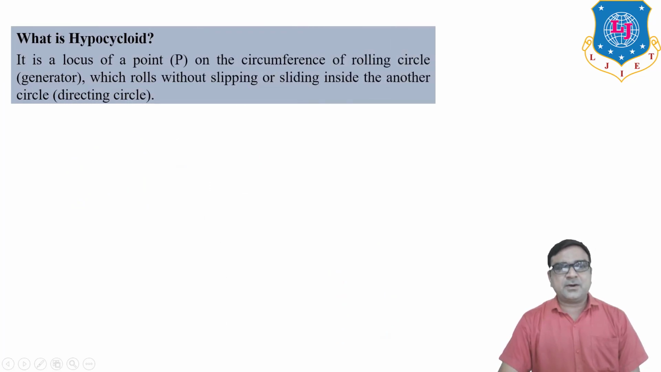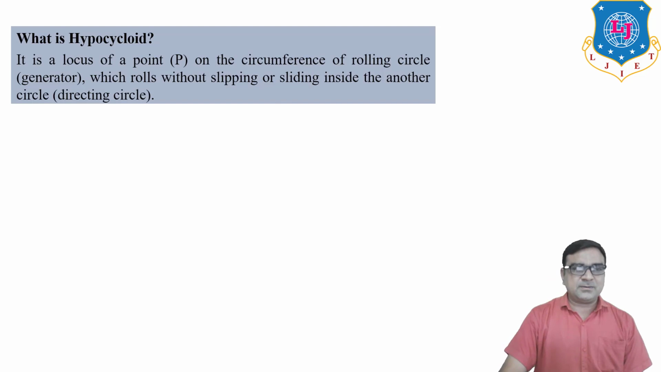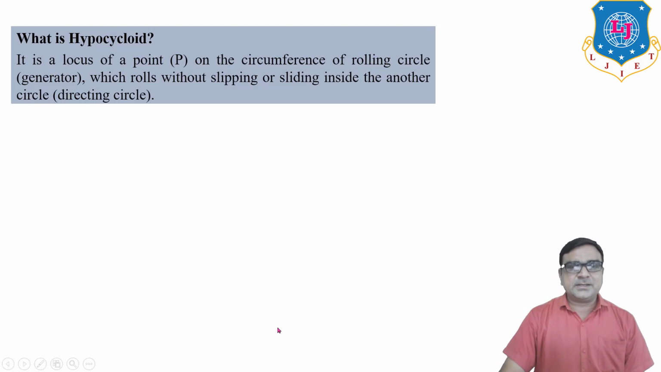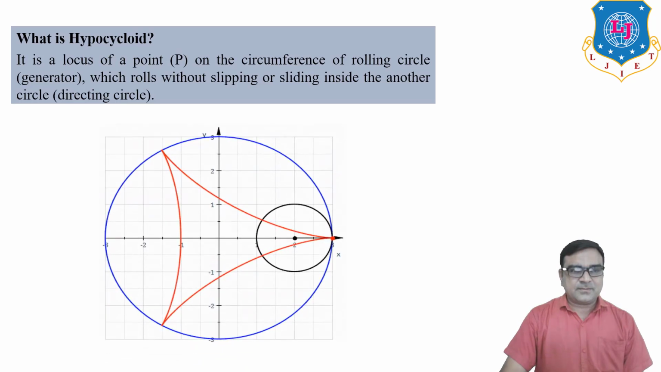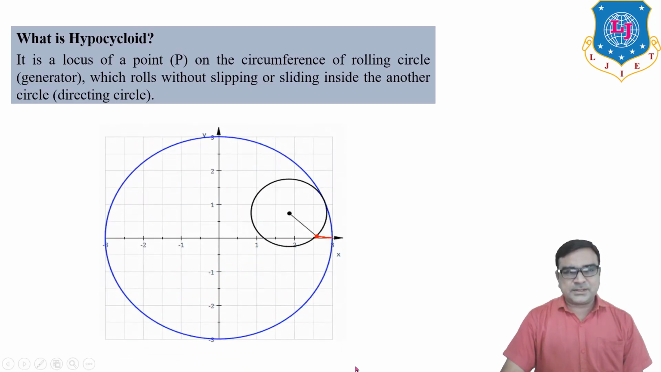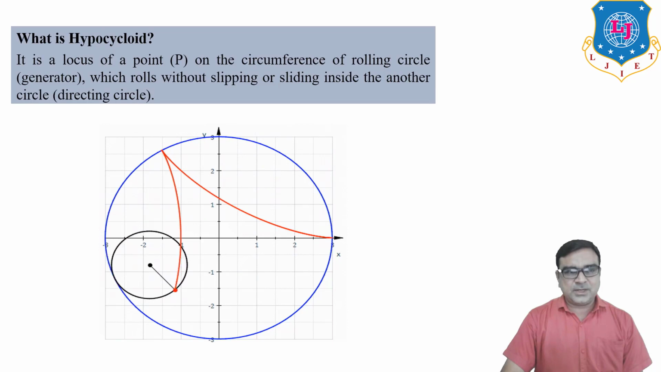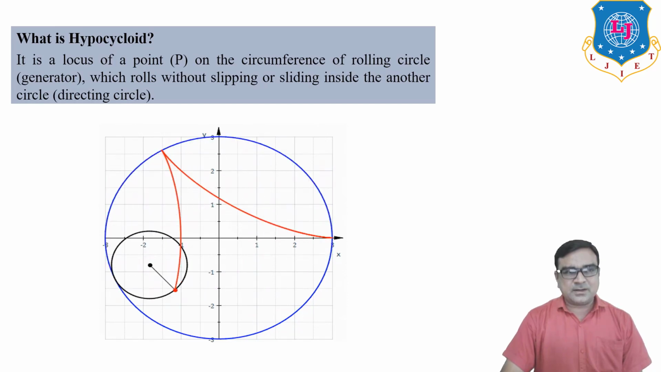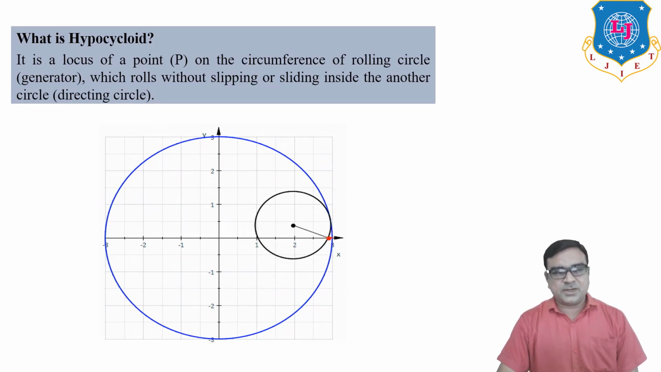Now what is hypocycloid curve? It is the locus of point P on the circumference of the rolling circle, which is also known as generator, which rolls without slipping or sliding inside another circle called directing circle. You can see the rotation of the rolling circle inside the directing circle and the generation of hypocycloid curve, which is a locus of the point on the circumference of the rolling circle.